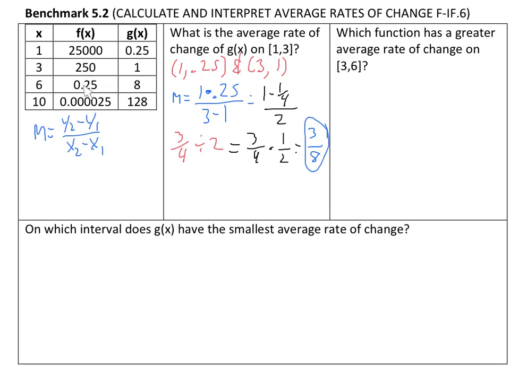Does 25 to 0.25 or 1 to 8, which is a greater change? Is that pretty obvious? Isn't 25 to 0.25 a way bigger change than 1 to 8? Even though it's in the negative direction, does that matter? No, negatives just tell you direction. It's still way bigger change. So is everybody okay? F of x?